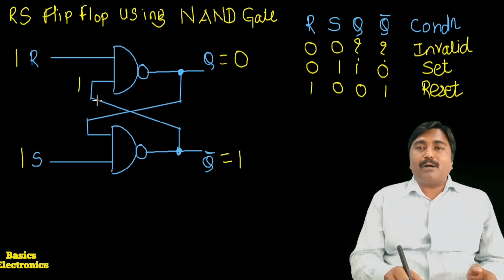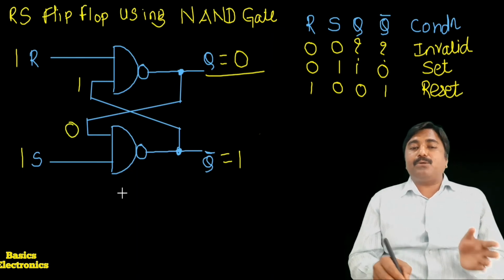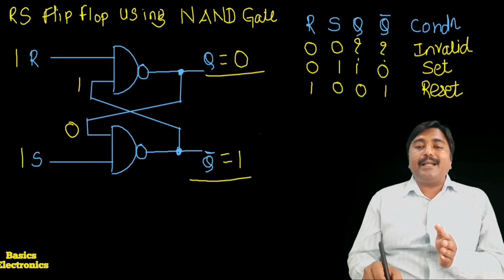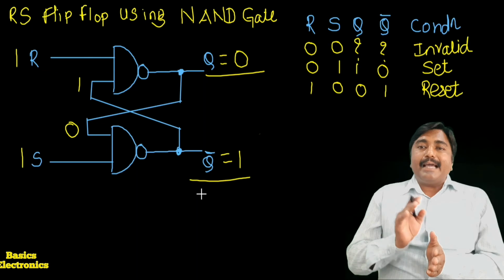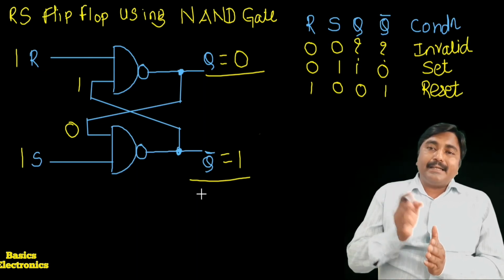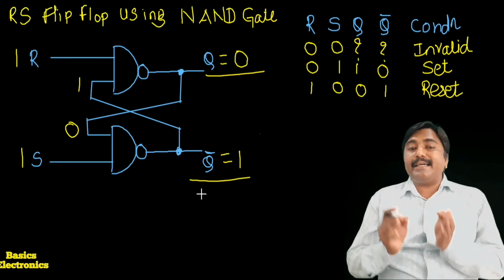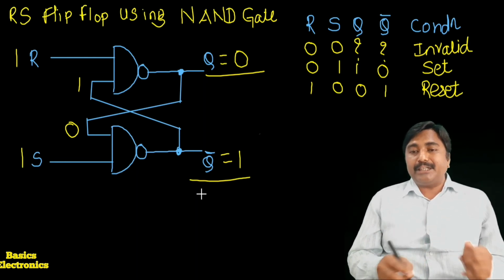So the upper gate got both the inputs R and Q bar as 1 1. So it produces the low output, and this low output is applied as an input to the lower gate. So the lower gate has the high output. It means the flip-flop is in the reset condition. Actually the flip-flop was in the reset condition. It retained the same state. It remains in the same state. So this is what we call a no change condition.